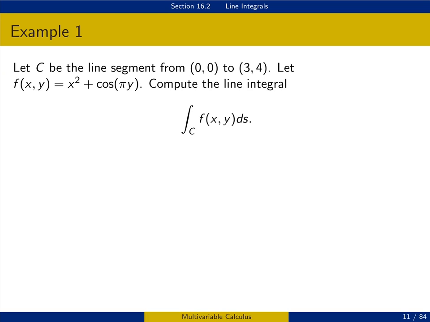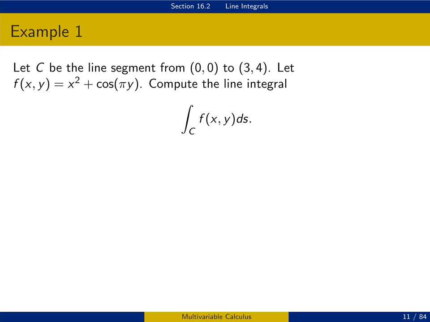Let's compute an example. In this case, our curve will be the line segment from (0, 0) to (3, 4). Our function will be the function x squared plus cosine of pi y. And let's compute the line integral of this with respect to arc length.